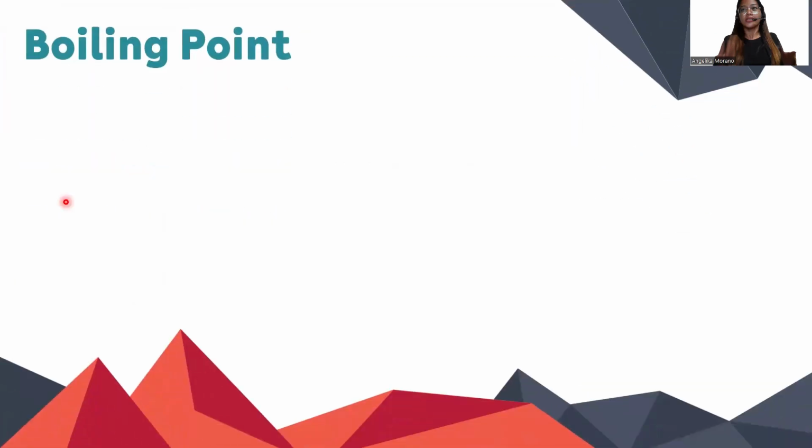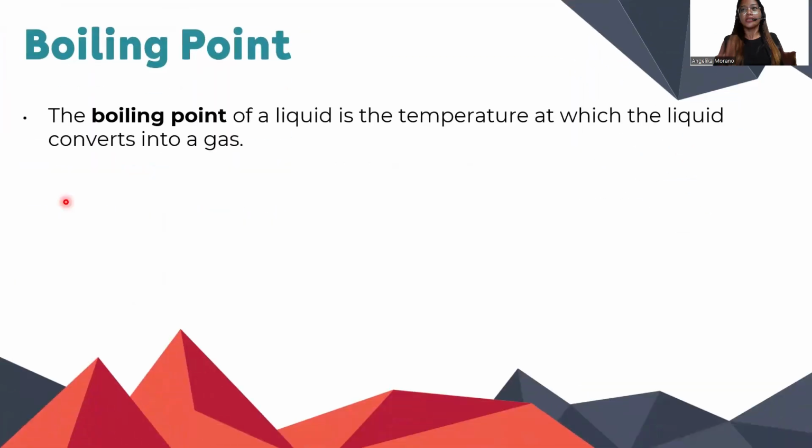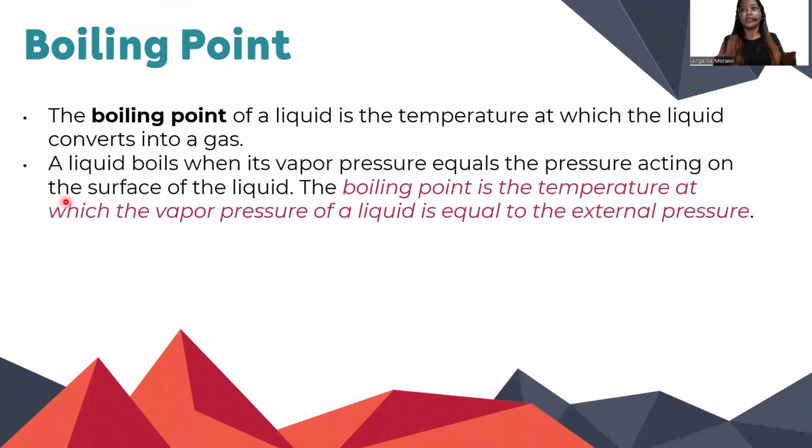Next point is your boiling point. So of course, the boiling point of the liquid is the temperature at which the liquid converts into gas. So kanang point mo hit na ang liquid, mag-slowly turn na siya into gas. So a liquid boils when its vapor pressure equals the pressure acting on the surface of the liquid. So the boiling point is the temperature at which the vapor pressure of the liquid is equal to the external pressure.